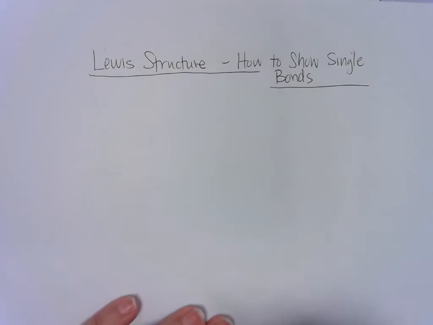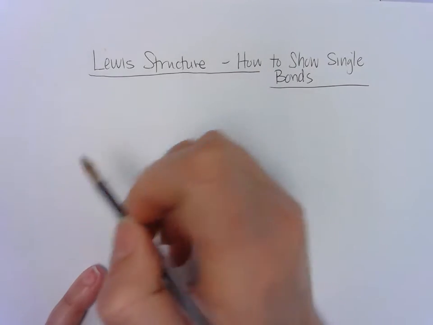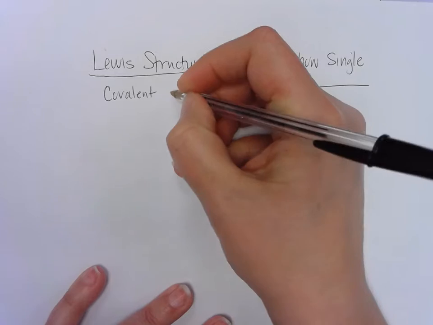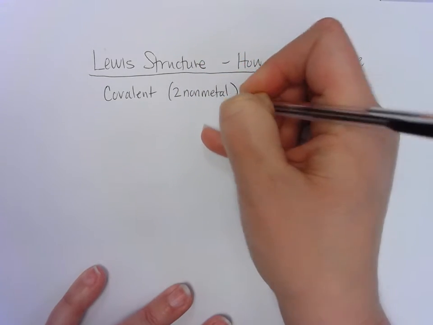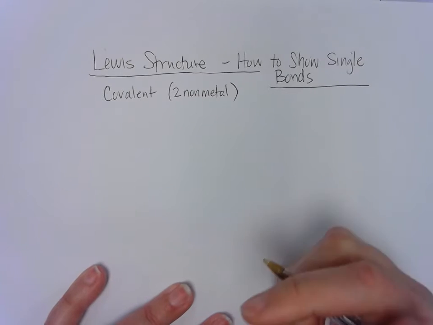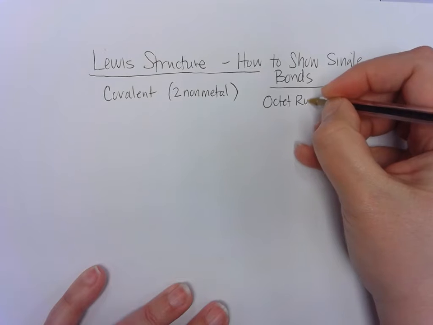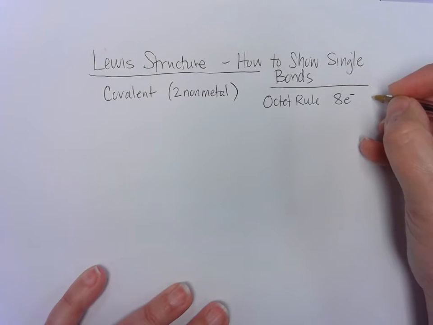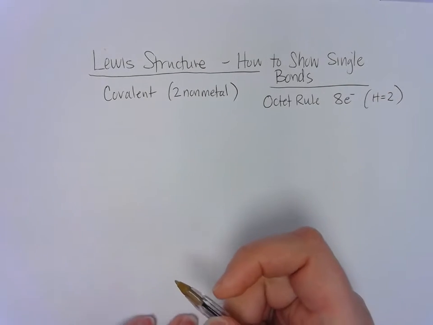Alright, so let's talk about how to show single bonds. We are really drawing Lewis structures, and that is for covalent molecules, which are two nonmetals. So you will be sharing electrons, and you need to follow the octet rule, which says that all the elements want to have 8 electrons, except for hydrogen, which wants to have 2. Okay? So there's a couple of steps in this process.